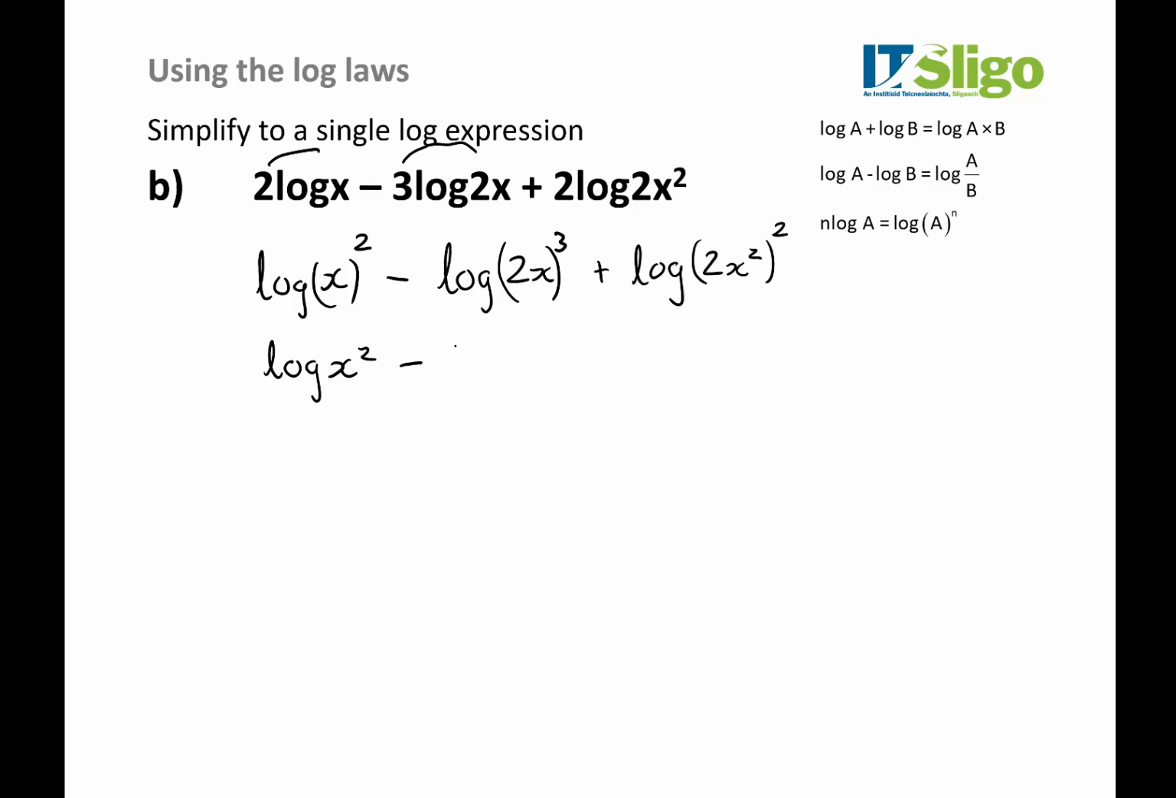We have 2 cubed again. This will give us the log similar to the last example, log of 8x cubed. Again, the 2 is squared, which gives us 4, and then x squared is raised to the power of 2, which gives us x to the power of 4.